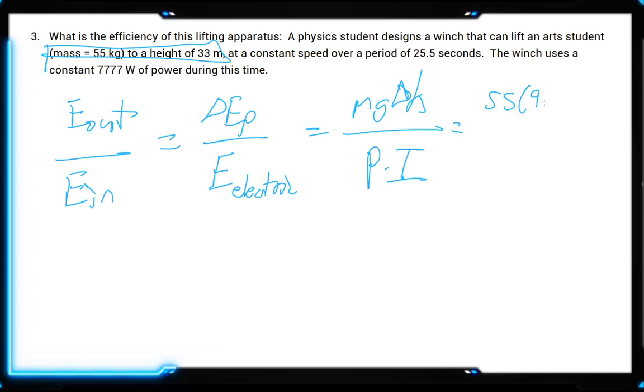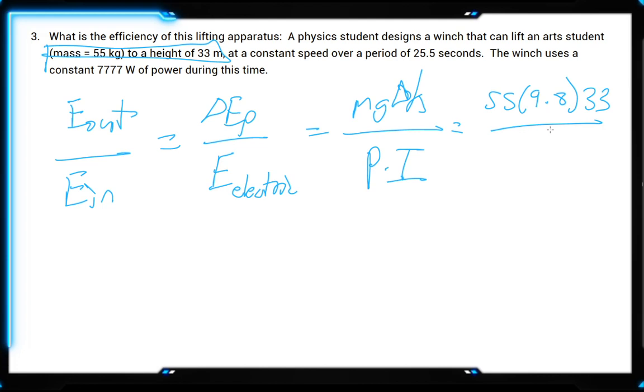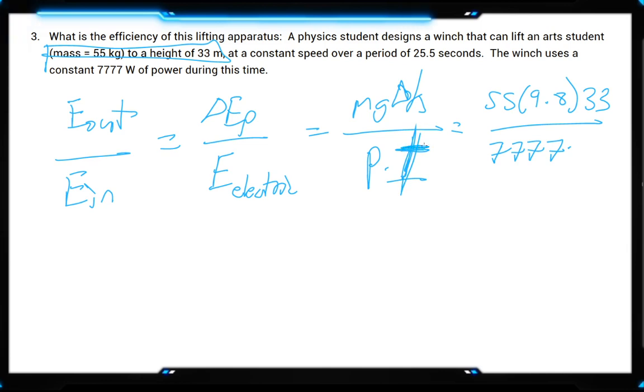So plug in our numbers here. 55, we'll use 9.8 as g. There's our height, and our power's a lot of 7s times the time. Oops, power times time. Oh no, that's totally an equation we know. Never mind, I was wrong.